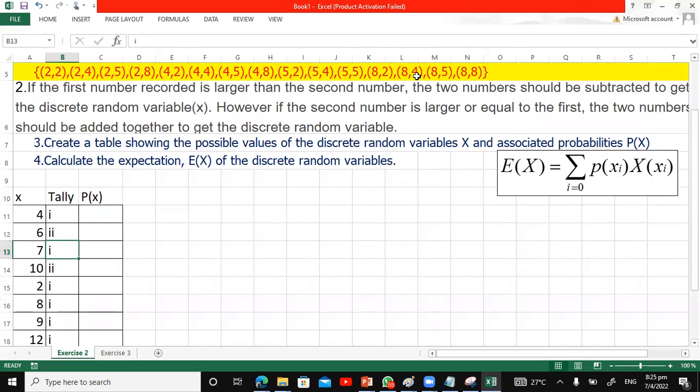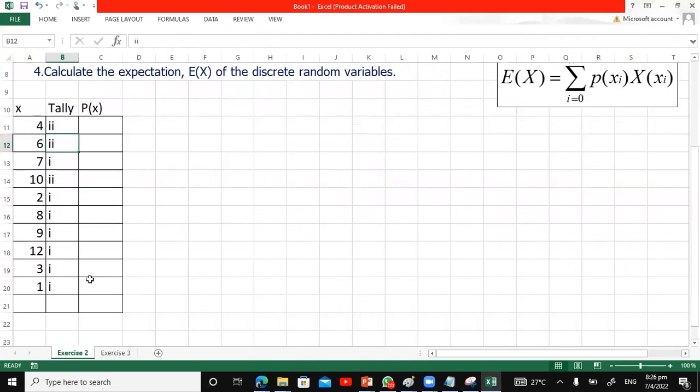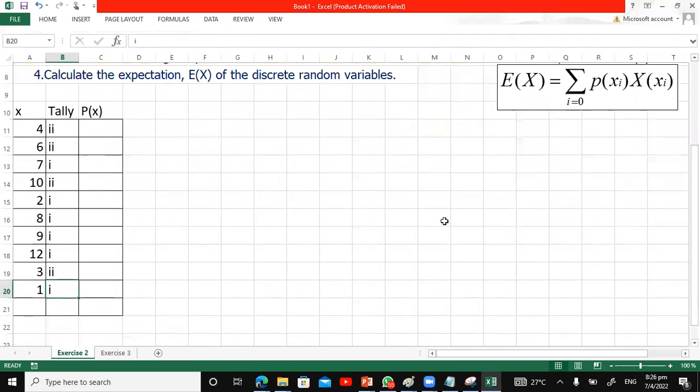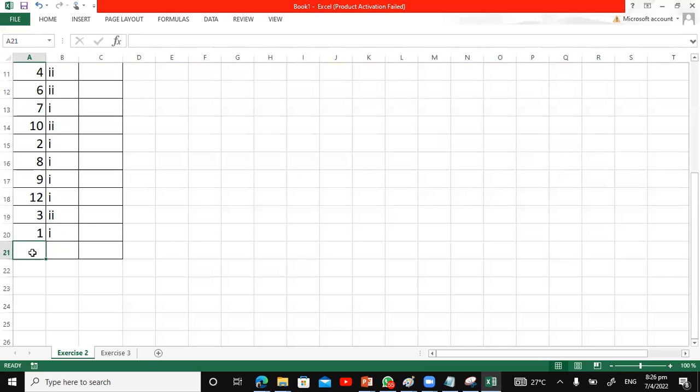All right, good. Now we have 8 and 4. 4 is smaller than 8, so we're going to subtract. So we are now at 4. So we have one more 4. So we have 2 fours. All right, so we have 8 and 5. Since 5 is smaller than 8, we're going to take out 5 from 8. That's going to leave us with 3. So we have 2 threes. And we have 8 and 8 being 16. So we have 1 sixteen.